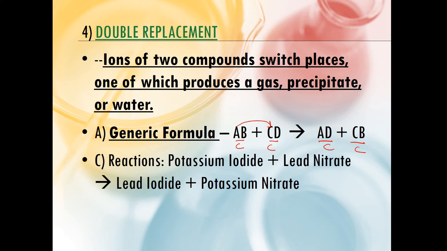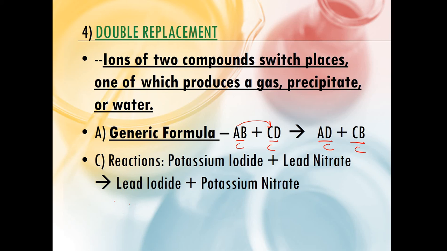An example of this is potassium iodide, which is KI. So we have our compound potassium iodide, KI, and lead nitrate, which should say lead 2 nitrate, and that's going to create lead iodide and potassium nitrate. So we have compound plus compound.